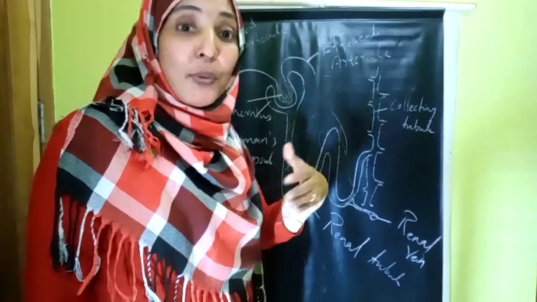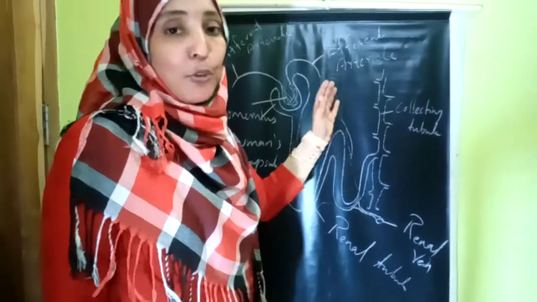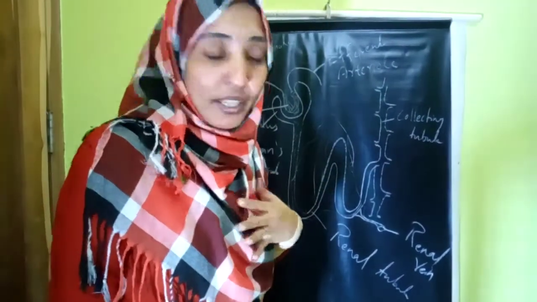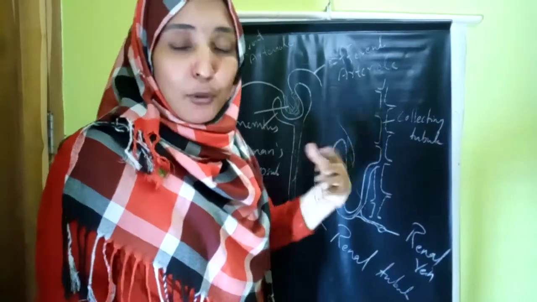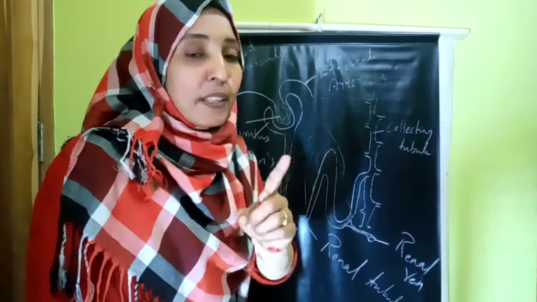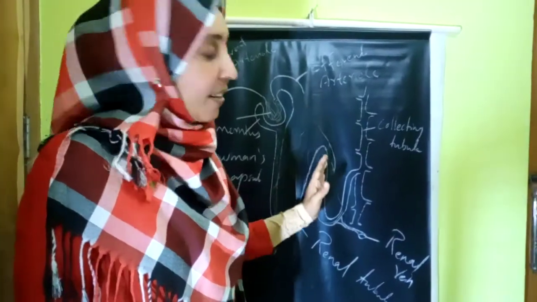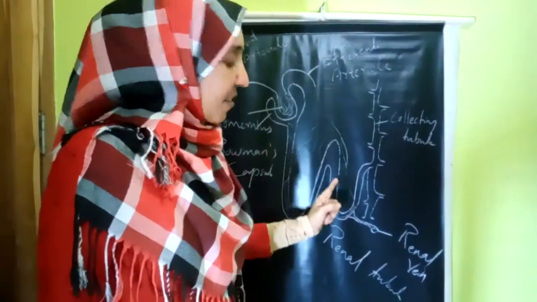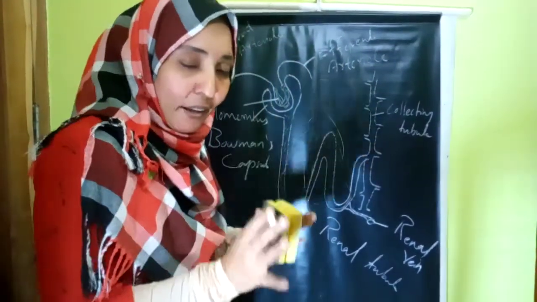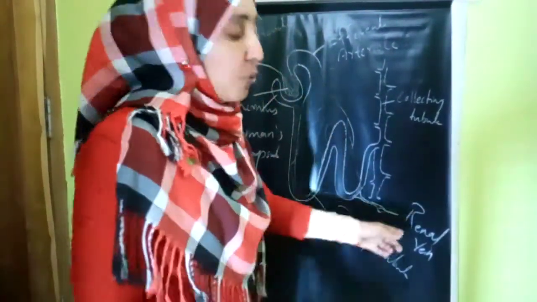As per the need of the body, all the useful components are reabsorbed back into the blood. How much water is needed by the body? That much water is reabsorbed. How much sugar is needed? That much sugar is reabsorbed by the blood. As per the need of the body, all the useful components are reabsorbed again. And finally, this blood vessel becomes thin, with enough water and other minerals and ions, and comes out through the renal vein.